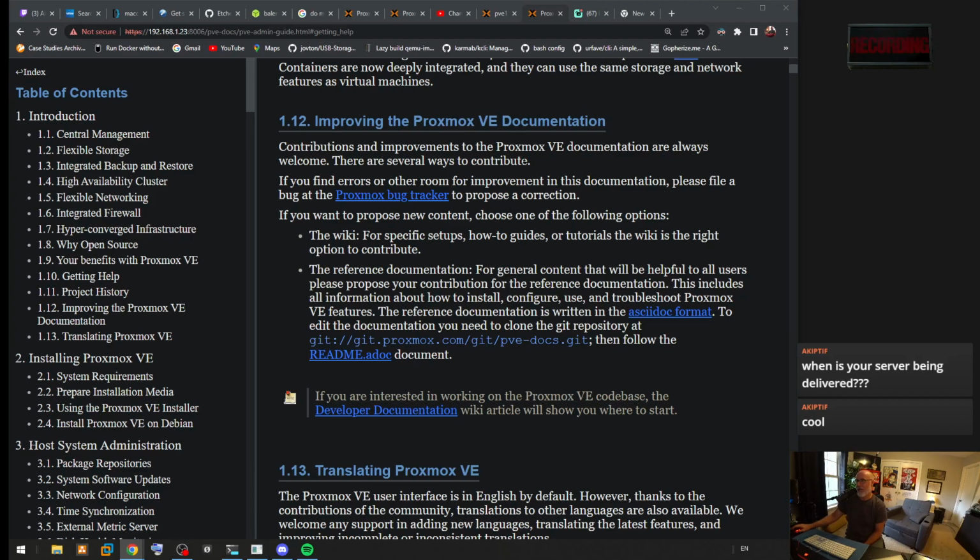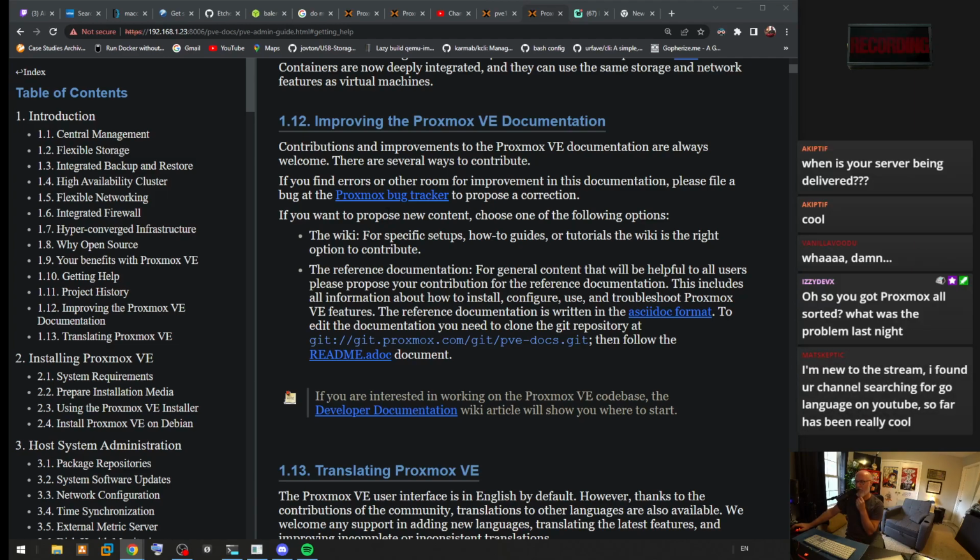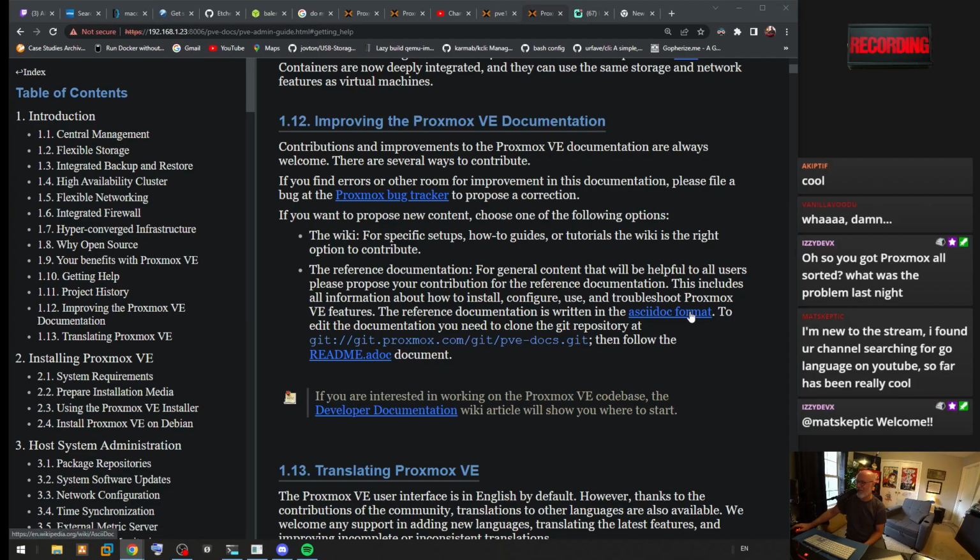All right, I'll continue reading for those of you who are listening on the YouTube or whatever. If you find errors or other room for improvement in the documentation, please file a Proxmox bug tracking report. If you want to propose a new contact, go to the wiki, reference documentation, blah, blah, blah. Get at git.proxmox.com/git, pvedocs.git. Oh, they're using AsciiDoc format. They're using AsciiDoc. What a mistake. Okay, that's the first thing I've seen that goes against them.